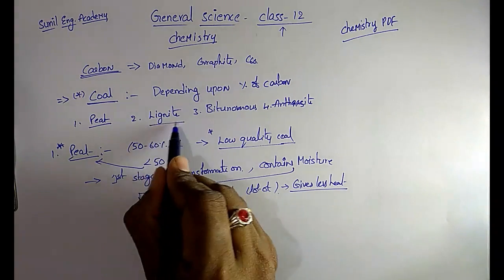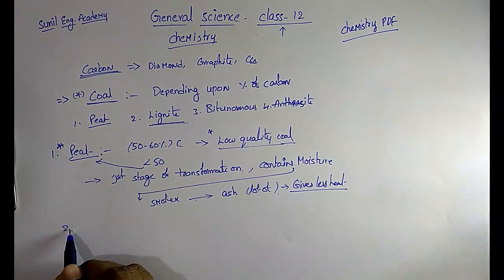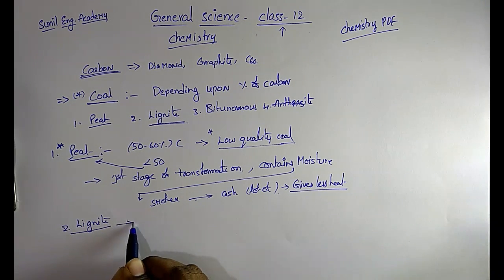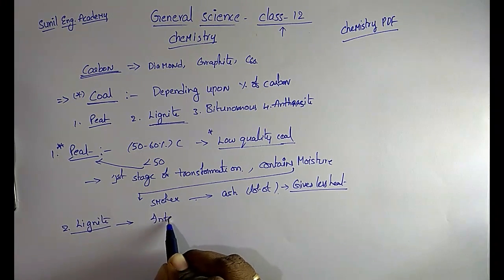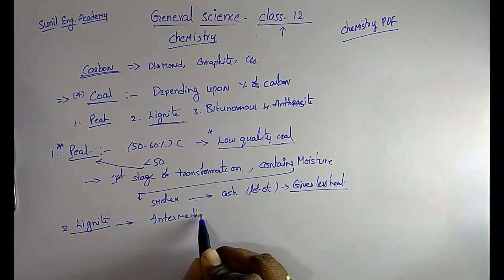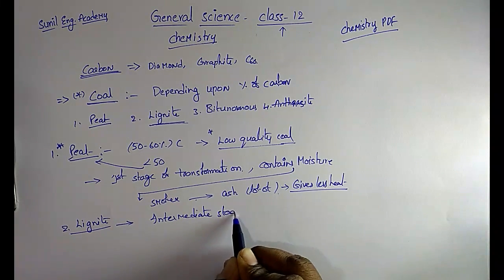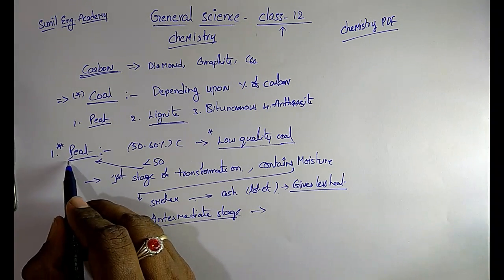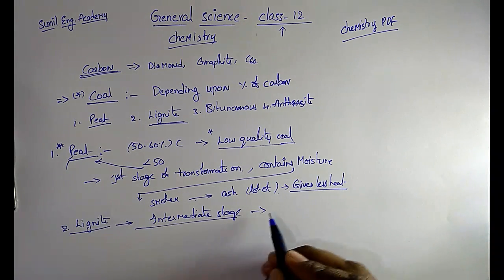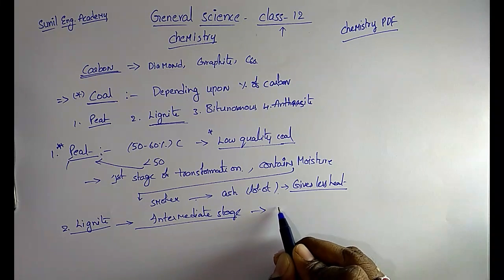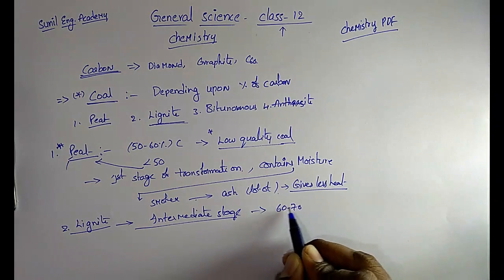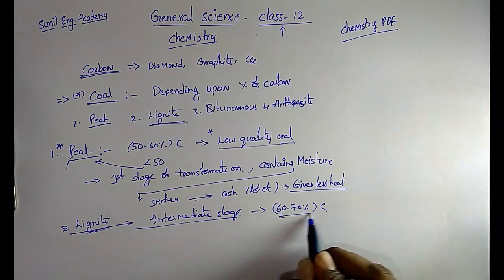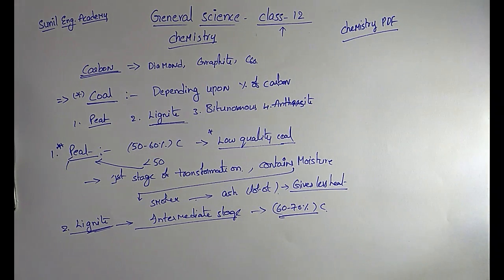And the second one, lignite. It is the intermediate stage of coal. In this, the carbon percentage increases and is greater than the peat, that is nearly 60 to 70% of carbon.